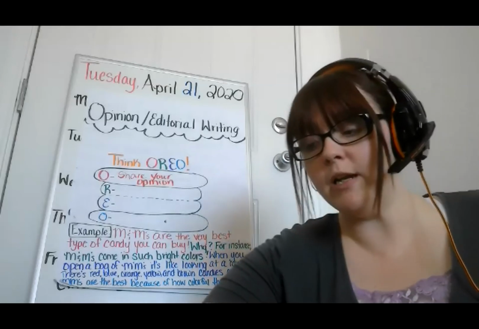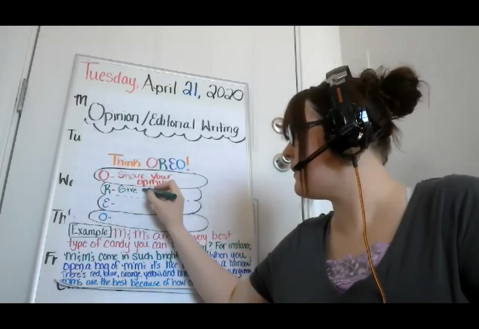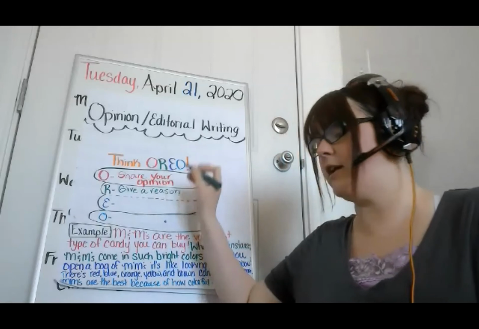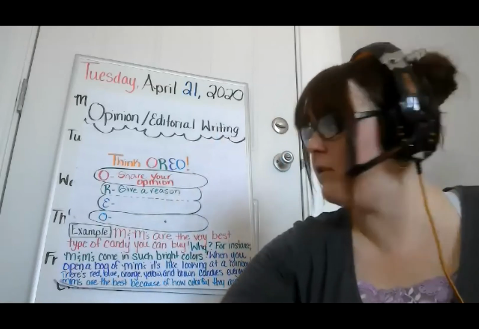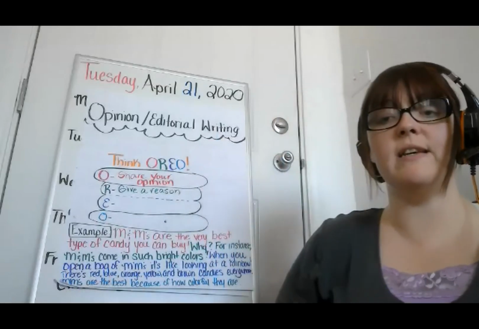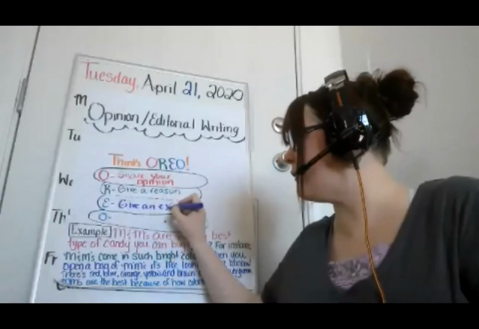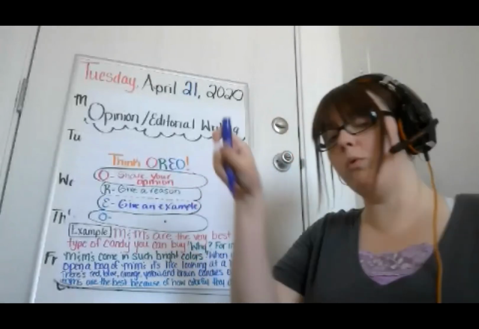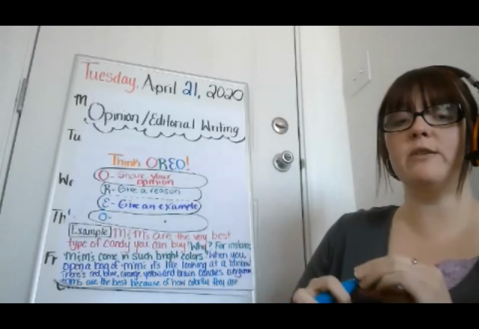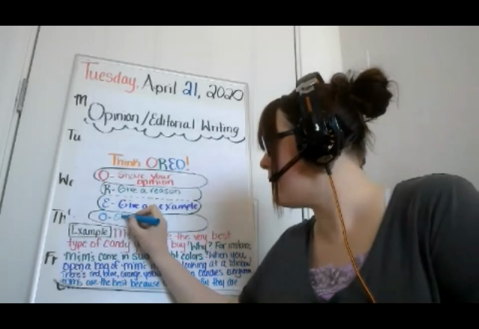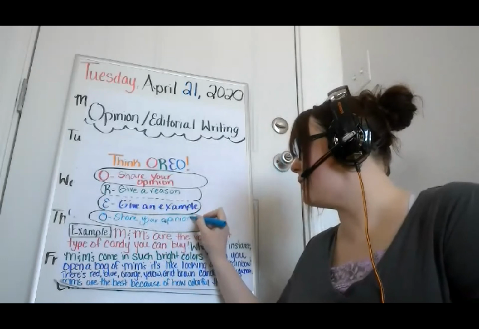After you give your opinion, you're going to think R. You're going to give a reason. So why do you have this opinion? What's one of the reasons why you think this way? So after you give your reason, well, then you have to do what we always do, which is give an example. So what's an example of your reason? What's an example that supports why you think this way? The last thing that you do is you're going to state your opinion in a new way. This is like your conclusion, boys and girls.